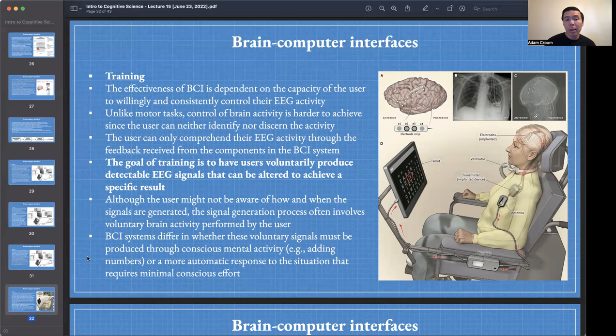Although the user might not be aware of how and when the signals are generated, the signal generation process often involves voluntary brain activity performed by the user. BCI systems differ in whether these voluntary signals must be produced through conscious mental activity, such as by adding numbers, or a more automatic response to the situation that requires minimal conscious effort.